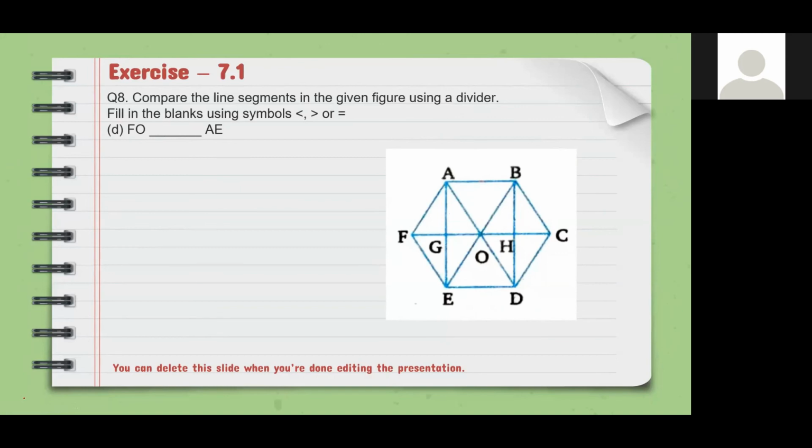FO and AE. So this is FO. You will take this distance in your rounder. You will draw one line with the help of a scale and you will mark this FO distance here. After that, you will take the AE distance in the rounder, draw one line here and mark that AE distance. So AE will definitely come bigger than FO.